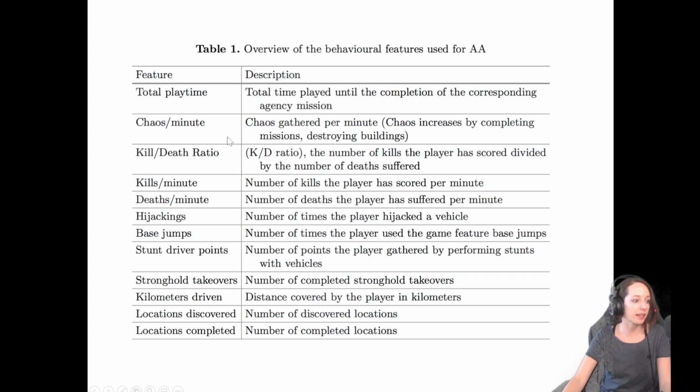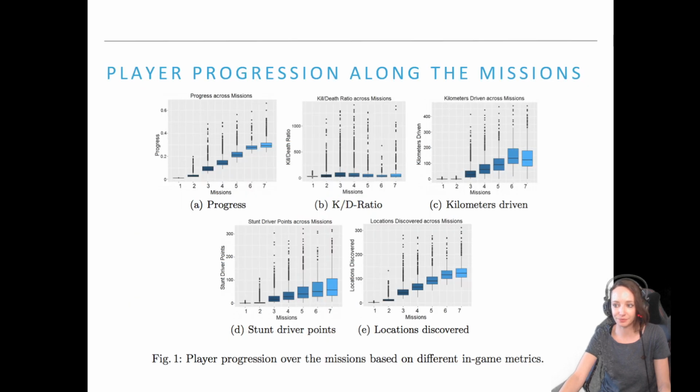How long were they playing in the mission? How much chaos would they make? And what is the kill-death ratio, which is always a good number if you're interested in the skill level of the player. The kills per minute and deaths per minute were interesting, and so on. Kilometers driven shows how much fun they have driving different vehicles, and locations discovered is an interesting idea if you want to find out how much they like exploration. And this is how such an analysis would look.